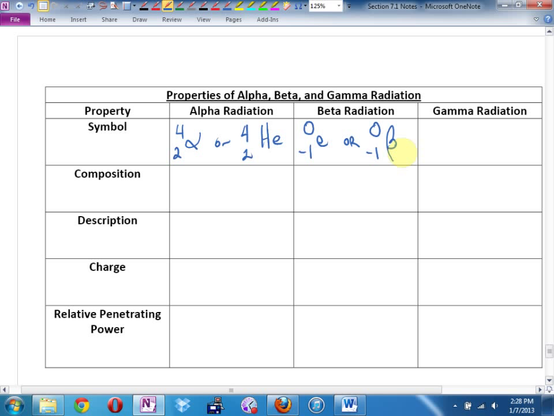Gamma radiation. There's the symbol for it. Gamma is energy. What's the mass of energy? 0. What's the charge on energy? 0. What's the composition? These are made up of alpha particles. These are made up of electrons or beta particles. Gamma is energy.